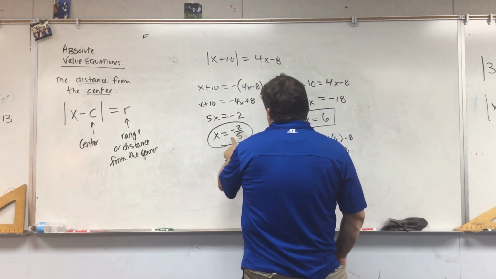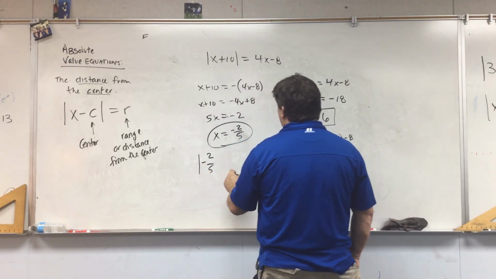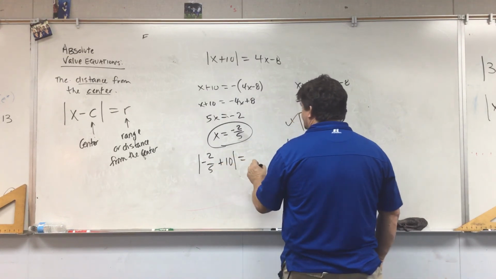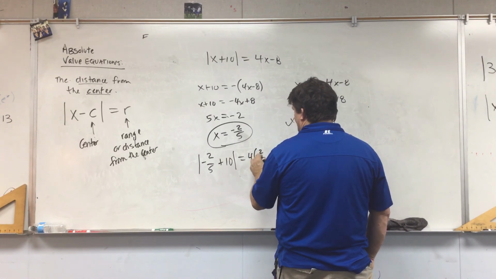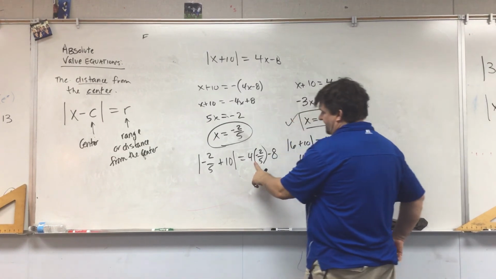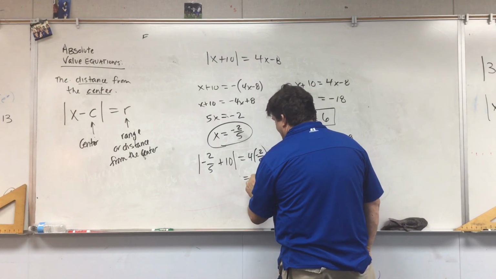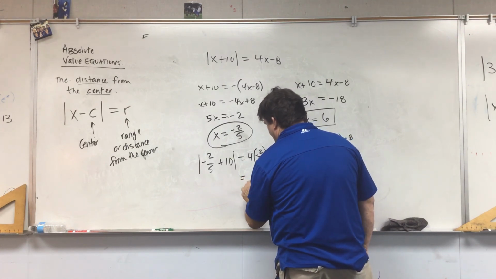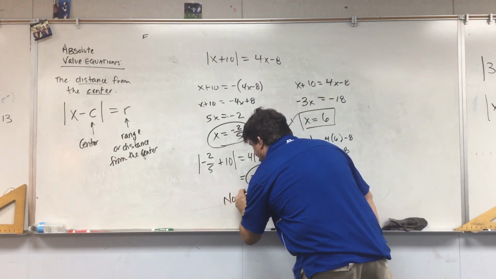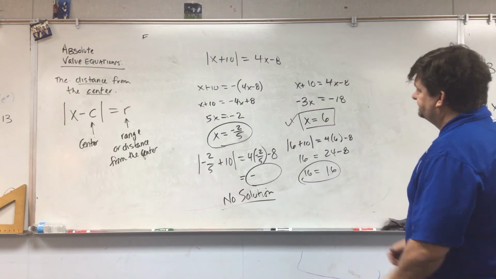And if I plug this in here, and I go negative 2/5 plus 10 equals 4 times negative 2/5 minus 8. It's a negative plus a negative, and remember, this negative on this side doesn't work. So that doesn't work. So this is no solution. So I got a no solution there.